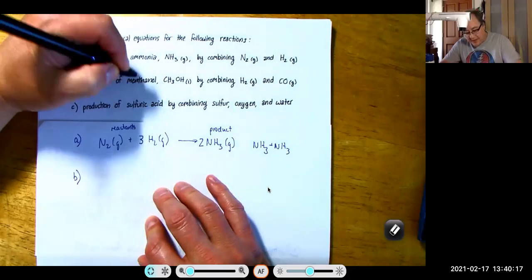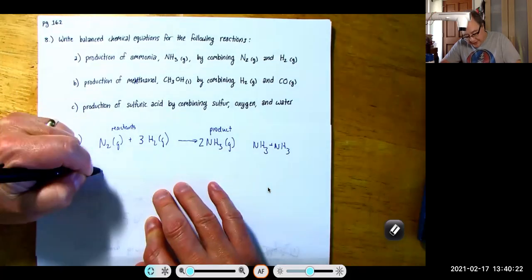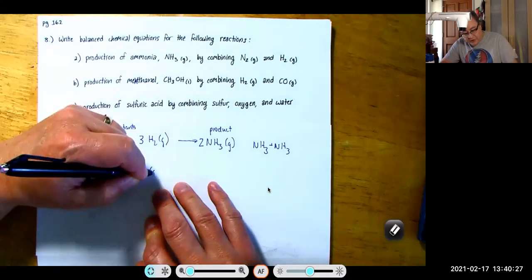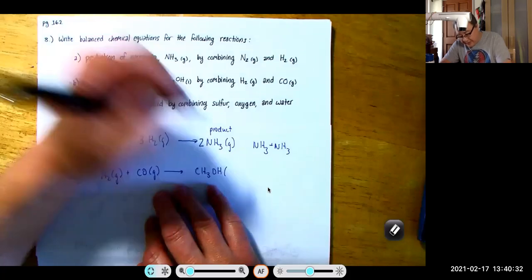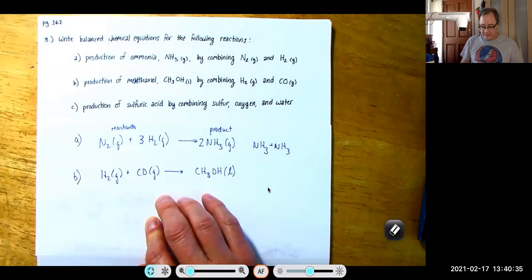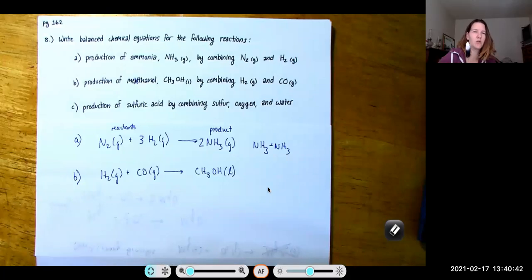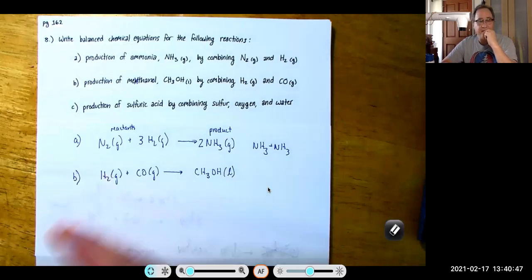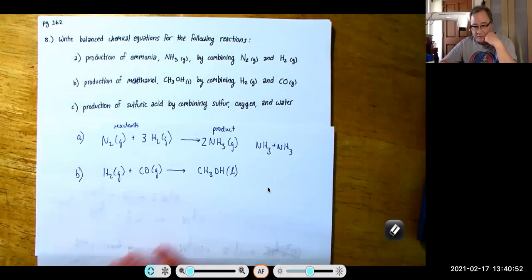Now, this is spelled incorrectly. It should be methanol. So we have H2 gas plus CO gas gives you CH3OH liquid. So what do you want to do first? Start with the H2. How many here on the left of the arrow? 2. How many on the right of the arrow? 3?